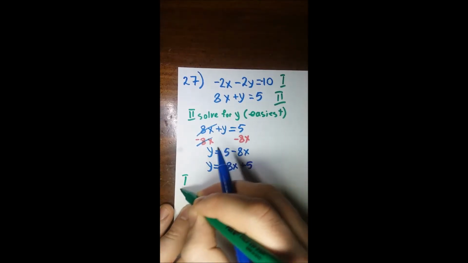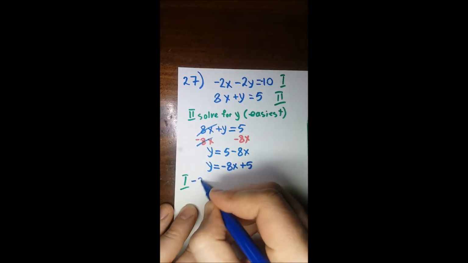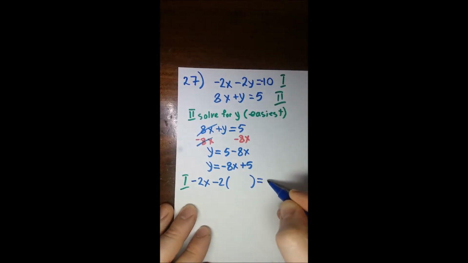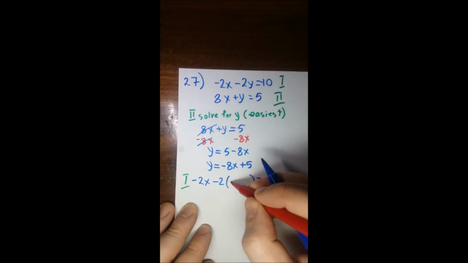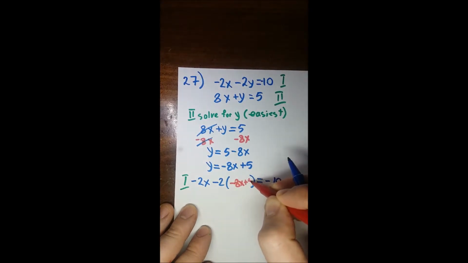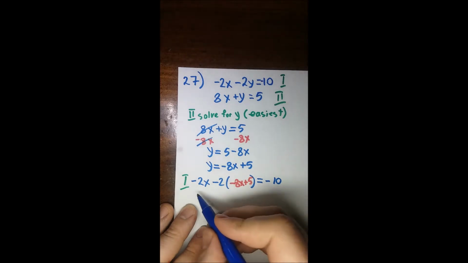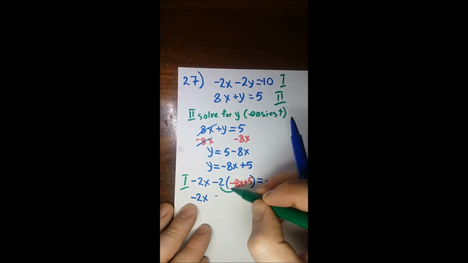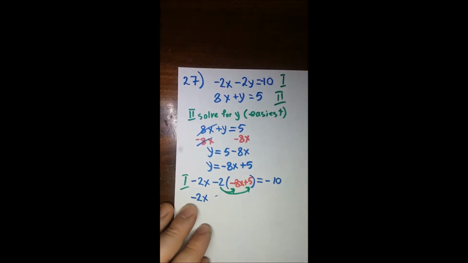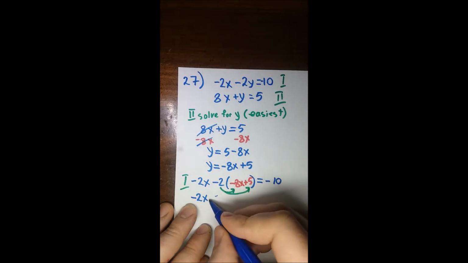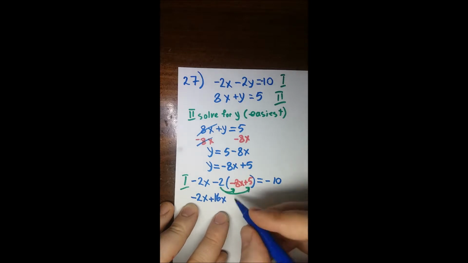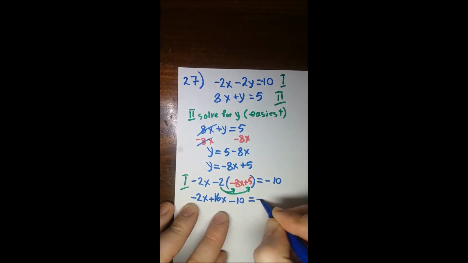Look, now we're going to get equation 1 and substitute in negative 2x minus 2y equals minus 10. Now, instead of y, guess what I'm going to put? Instead of y, I'm putting negative 8x plus 5. How cool is that? Now, negative 2x. Then we distribute. We basically take this negative 2 and multiply it by the entire parenthesis. Negative 2 times negative 8x is going to be plus 16x. Negative 2 times 5 is minus 10 equals negative 10.